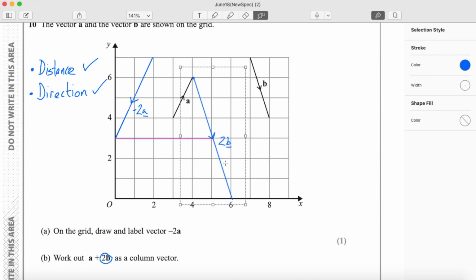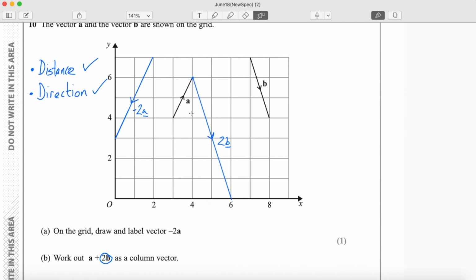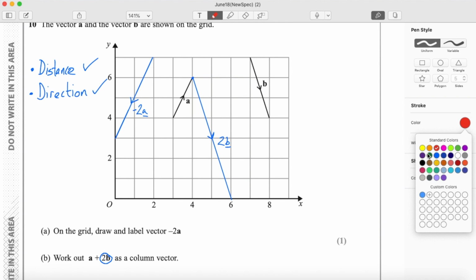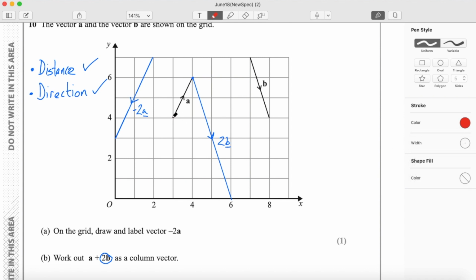So what we need to do is put 2B on the end of A, and then the column vector will fall out as follows. So A plus 2B is the same as going along A and then along 2B. So by putting 2B at the end of A, that's what we've done. We've gone along A and along 2B. We're following the direction of these arrows. So this is the new vector A plus 2B.